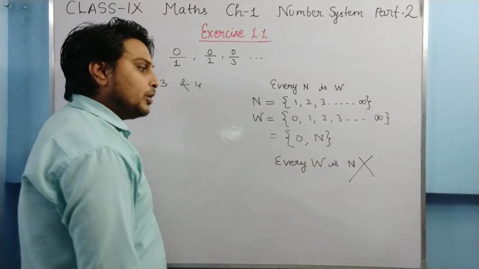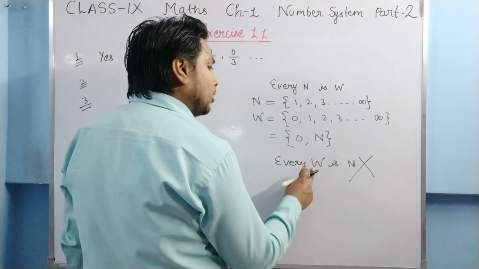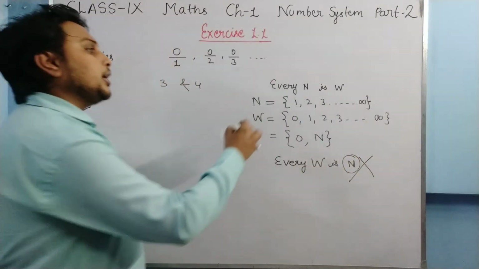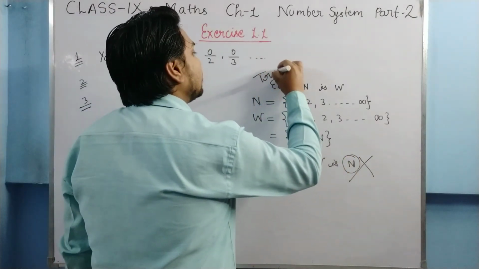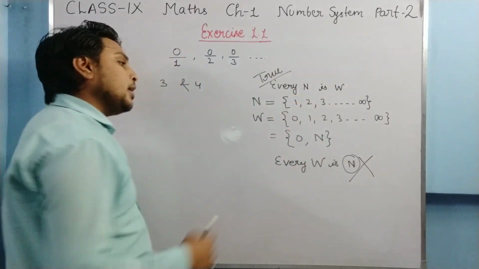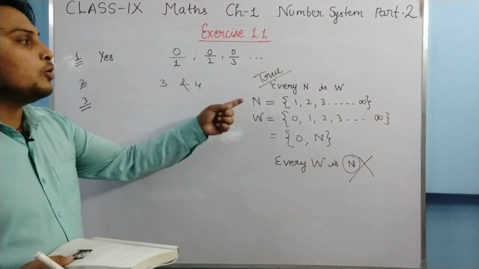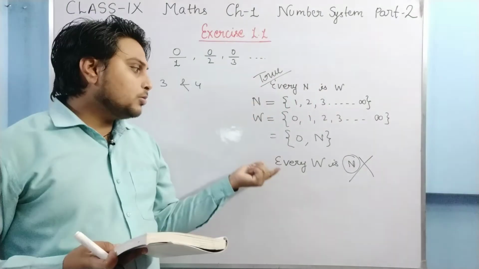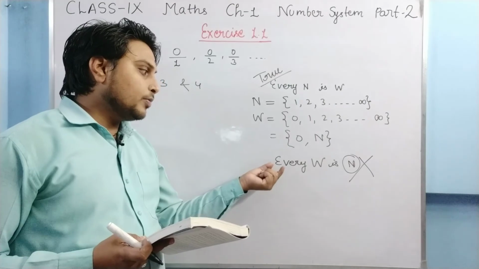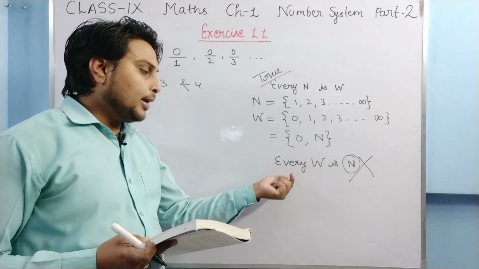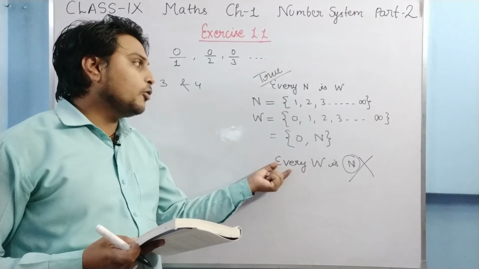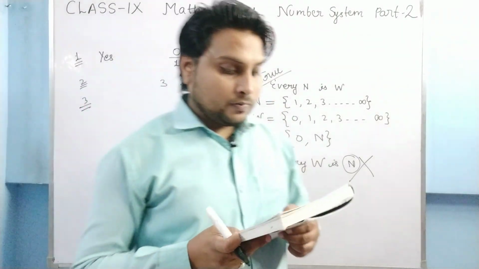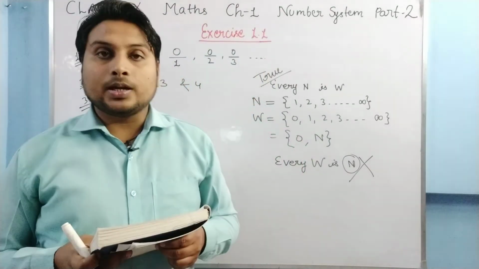Why this statement will be wrong? Because 0 is a whole number which is not a natural number. Okay, so this statement is true. The first part of question number 4, that every natural number is whole number, this statement is true. And I am giving you the example that if the question is asked like the other way, then it will be false. But the question is true. The first part which is given, that every natural number is a whole number, is true.